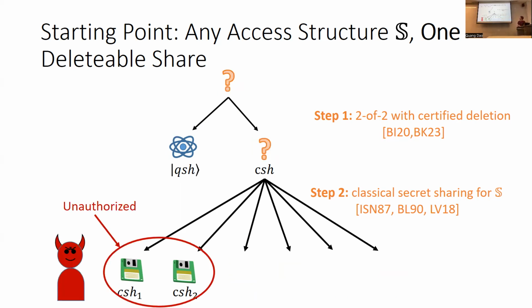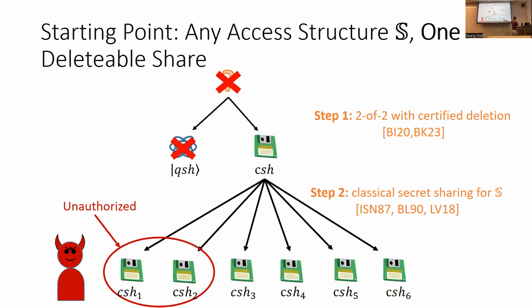Let's say that the adversary got access to just a couple of shares, and these are unauthorized. It also gets access to the quantum share. Well, it doesn't have any information about the classical share. So if it deletes the quantum share, then we should expect the same security out of the 2 out of 2 scheme. Right? Even if it later learns the rest of the classical shares, this only reveals the original 2 out of 2 classical share. So the original secret is lost.